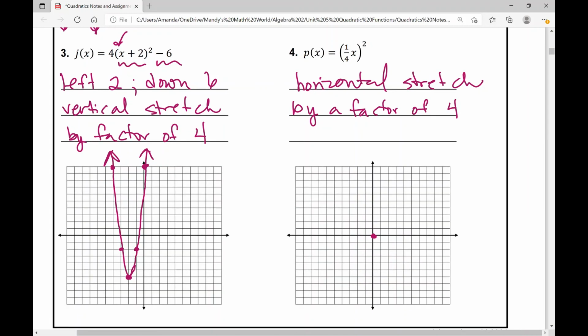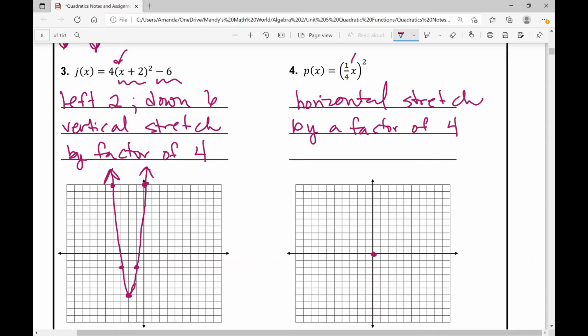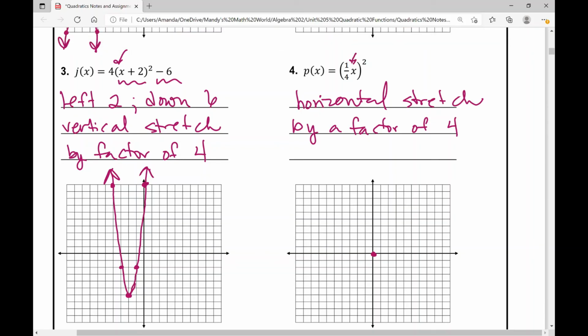But let's think about this, okay? The first x value that I'm going to graph is when x is 4. If I plug in 4 for x right here, 1/4 times 4 is 1. 1 squared is 1. So 1, 2, 3, 4. 1 is my first point, and negative 1, 2, 3, 4, right? Negative 4, 1 is the first point that I am going to graph.